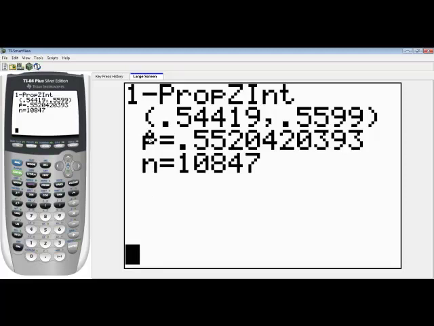So this tells you your p-hat, which we already knew was 0.552. It tells you your n, which we already knew. I'm not sure why it shows you both of these. But then the confidence interval is here in parentheses. This is proportions or probabilities, so 3 significant digits, 0.544, and this would round up to 0.560. With proportions and probabilities, if you give more places, it's okay.